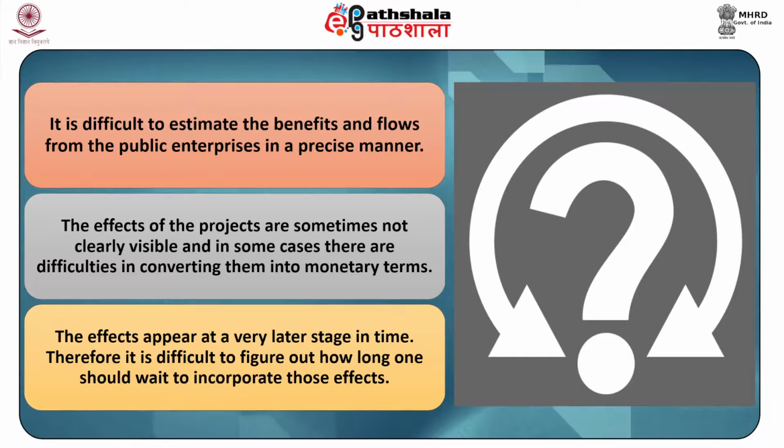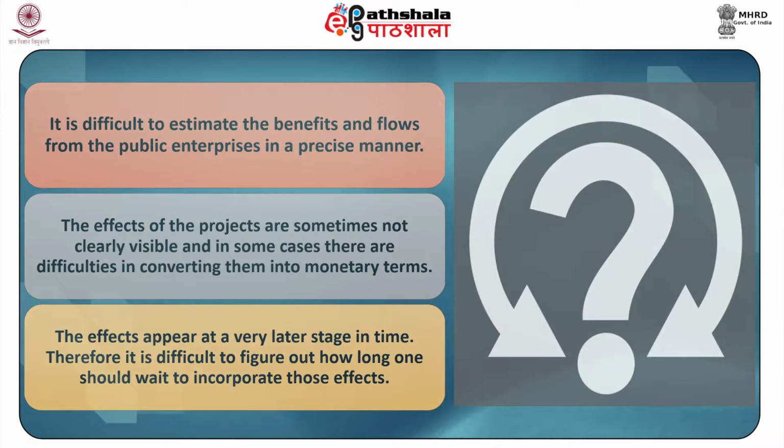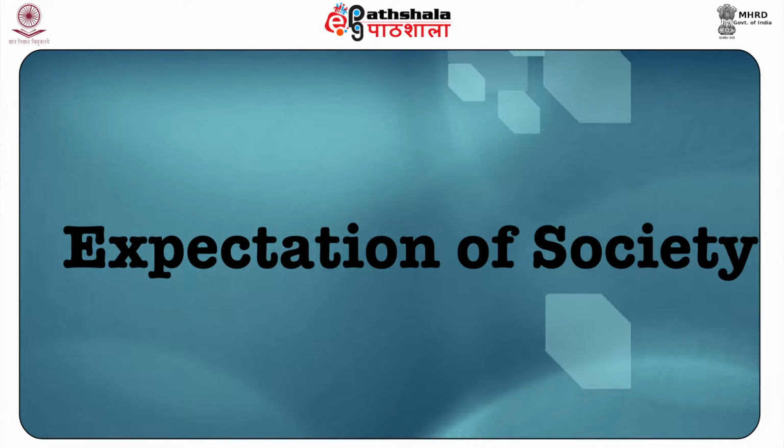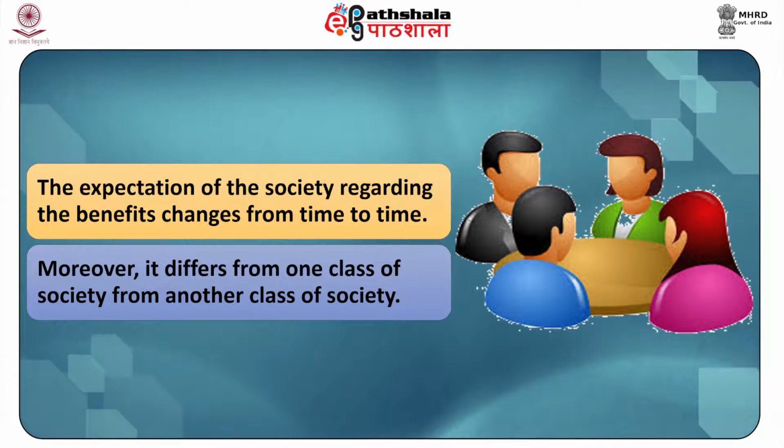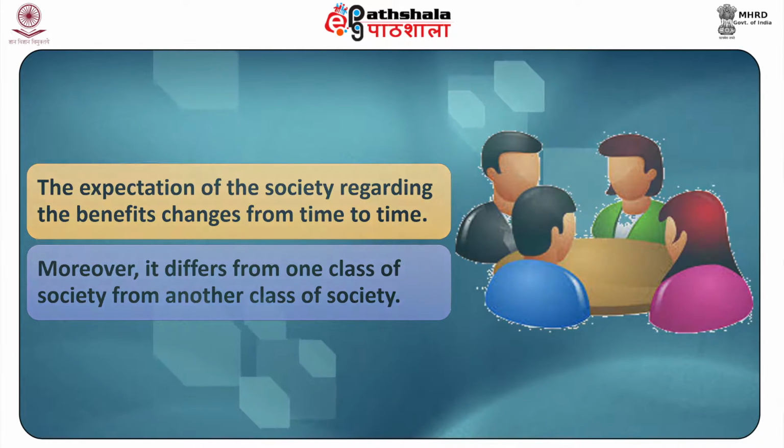It is difficult to estimate the benefits and flows from the public enterprises in a precise manner. The effects of the projects are sometimes not clearly visible, and in some cases there are difficulties in converting them into monetary terms. The effects appear at a very later stage in time. Therefore, it is difficult to figure out how long one should wait to incorporate those effects. Number two, expectation of society. The expectation of the society regarding the benefits changes from time to time. Moreover, it differs from one class of society to another.